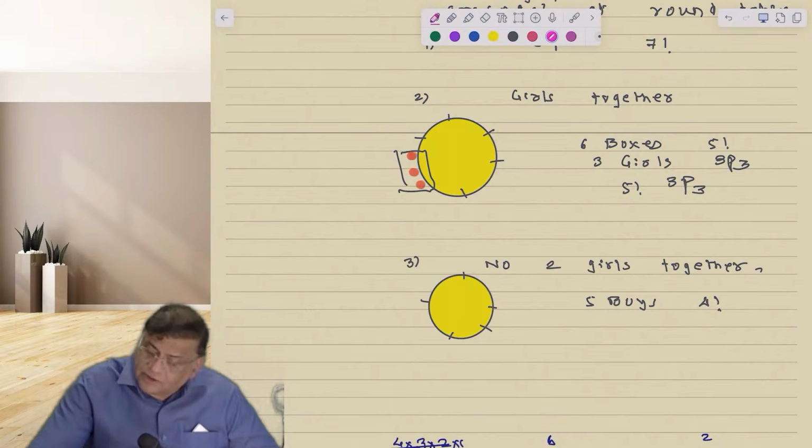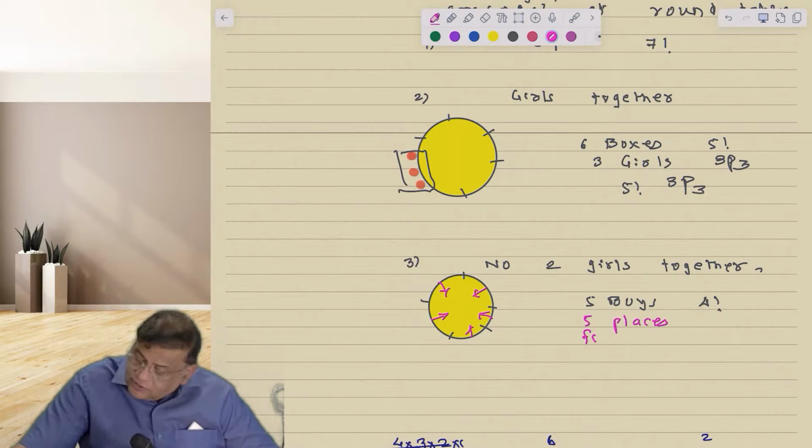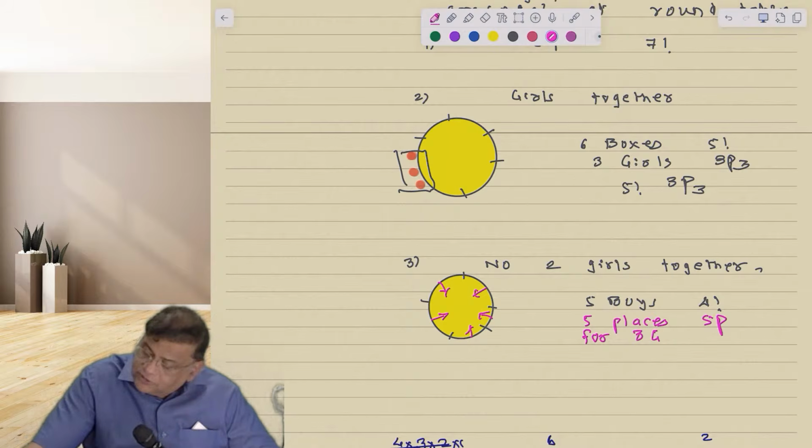Now I consider alternate places. 1, 2, 3, 4, 5 alternate places. So 5 places for the 3 girls. It will be 5p3. As such, it is 4 factorial into 5p3.